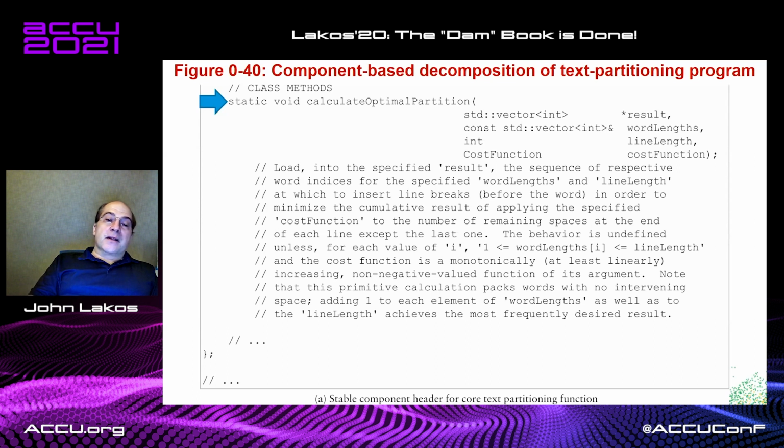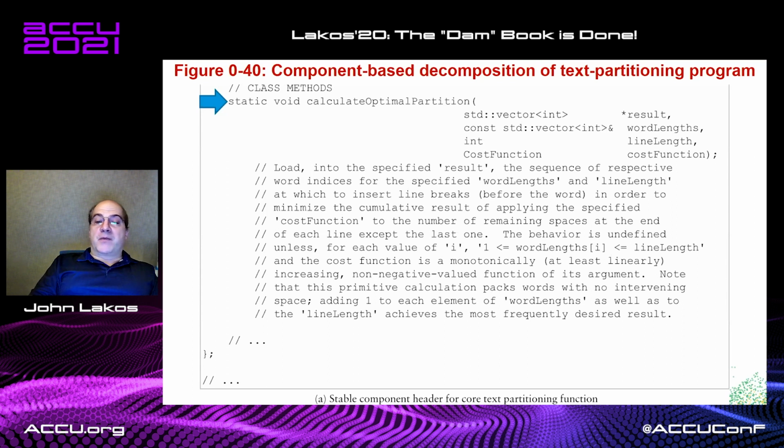And so what does this do? It loads into the specified result the sequence of respective word indices for the specified word length and line length at which to insert the breaks before the word in order to minimize the cumulative result of applying the specified cost function to the number of trailing spaces at the end of each line except the last one. So this is a contract. This describes what's going to happen. I just told you what's going to happen. It's going to happen only if you satisfy the preconditions, which are: the behavior is undefined unless for each value of i, one less than word length, blah, blah, and the cost function is a monotonically, at least linearly increasing non-negative valued function of its argument.